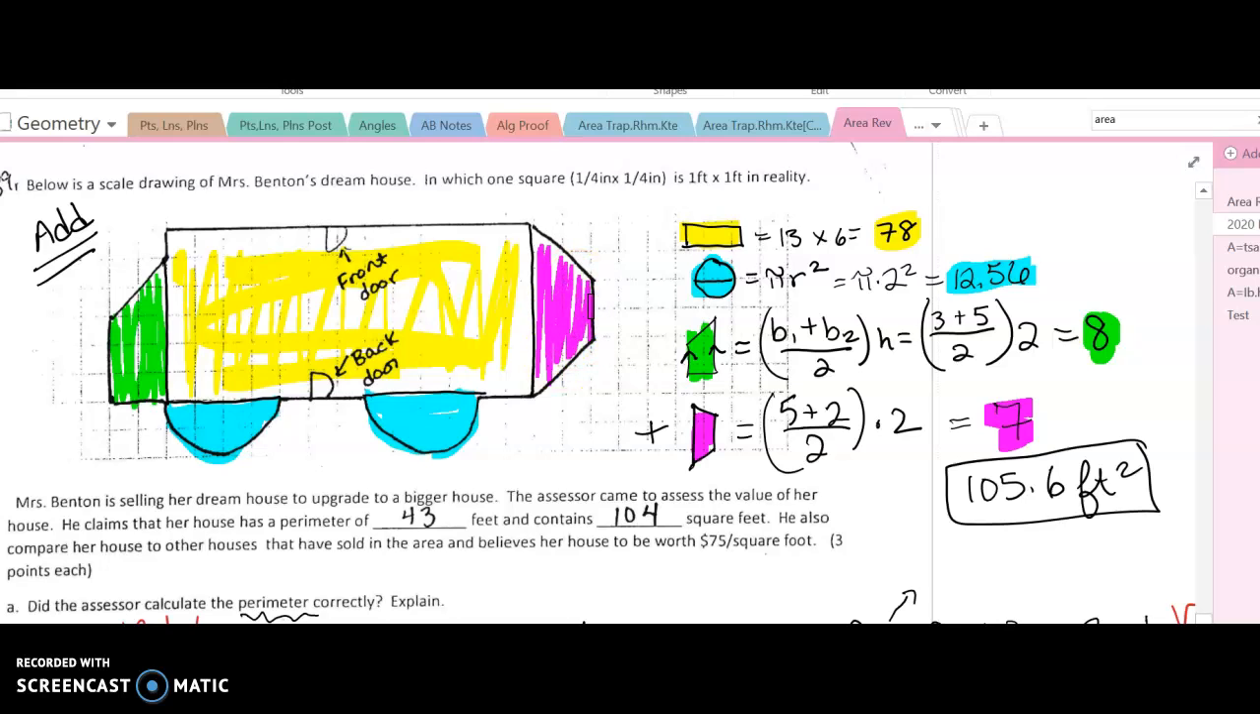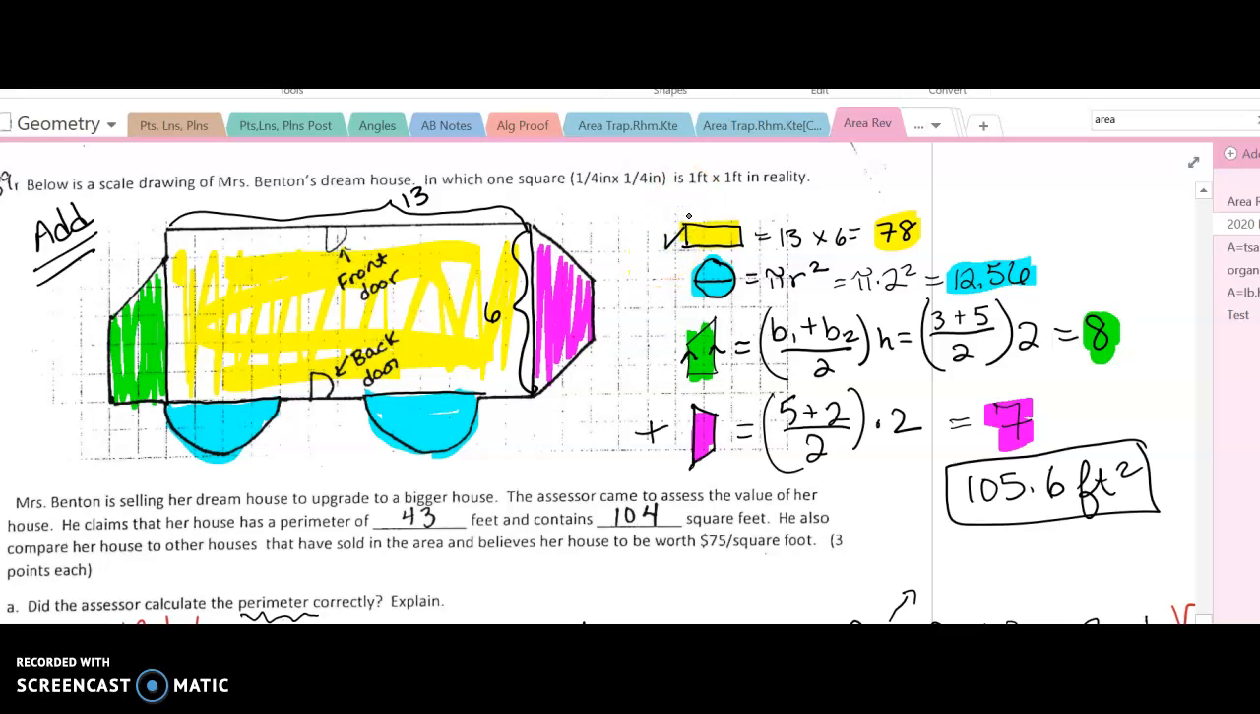As you count these squares, I know it's kind of hard to see across the top, there are 13 squares across the top, and there are 6 squares from the top to the bottom of that yellow rectangle. So to find the area of the yellow rectangle, I just said 13 times 6 to get 78. So there we have that part.